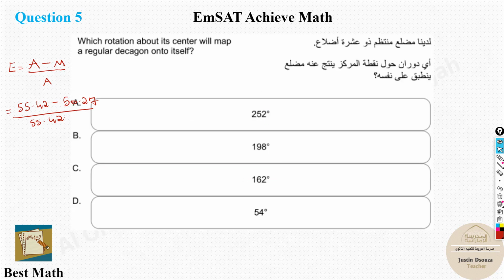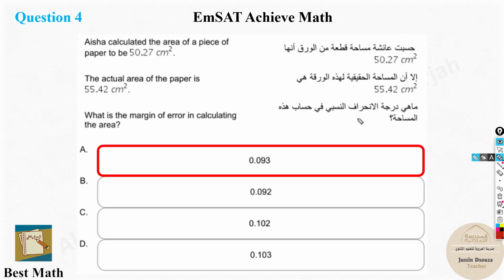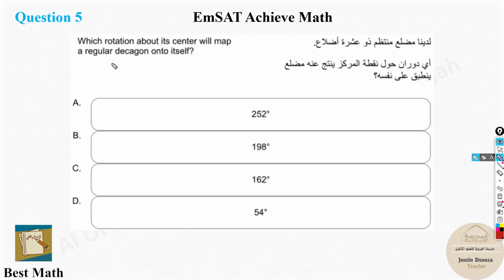Now then, we will go to the next problem here. What do we have over here? Which rotation about its center will map a regular decagon onto itself? It's a geometry problem. Now, the best and easy way is to understand how many sides it has. What is the number of sides of this? Sorry, I went back. Okay, this one.